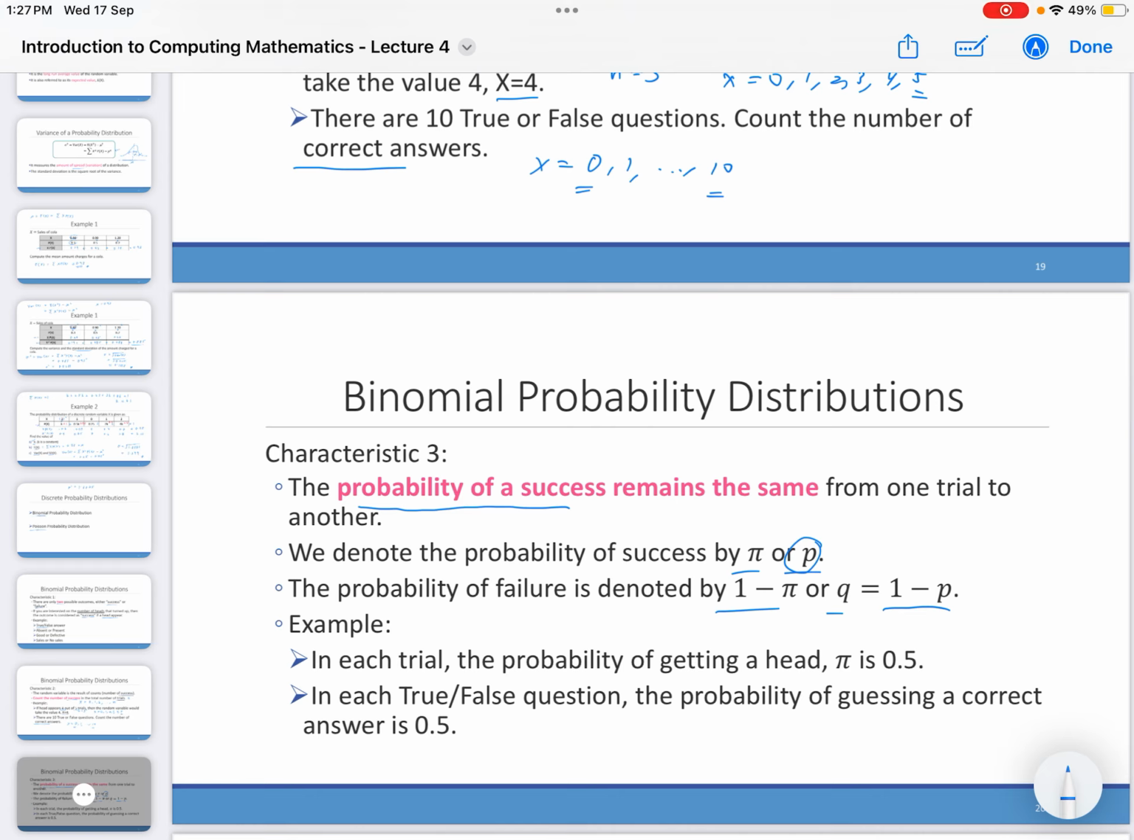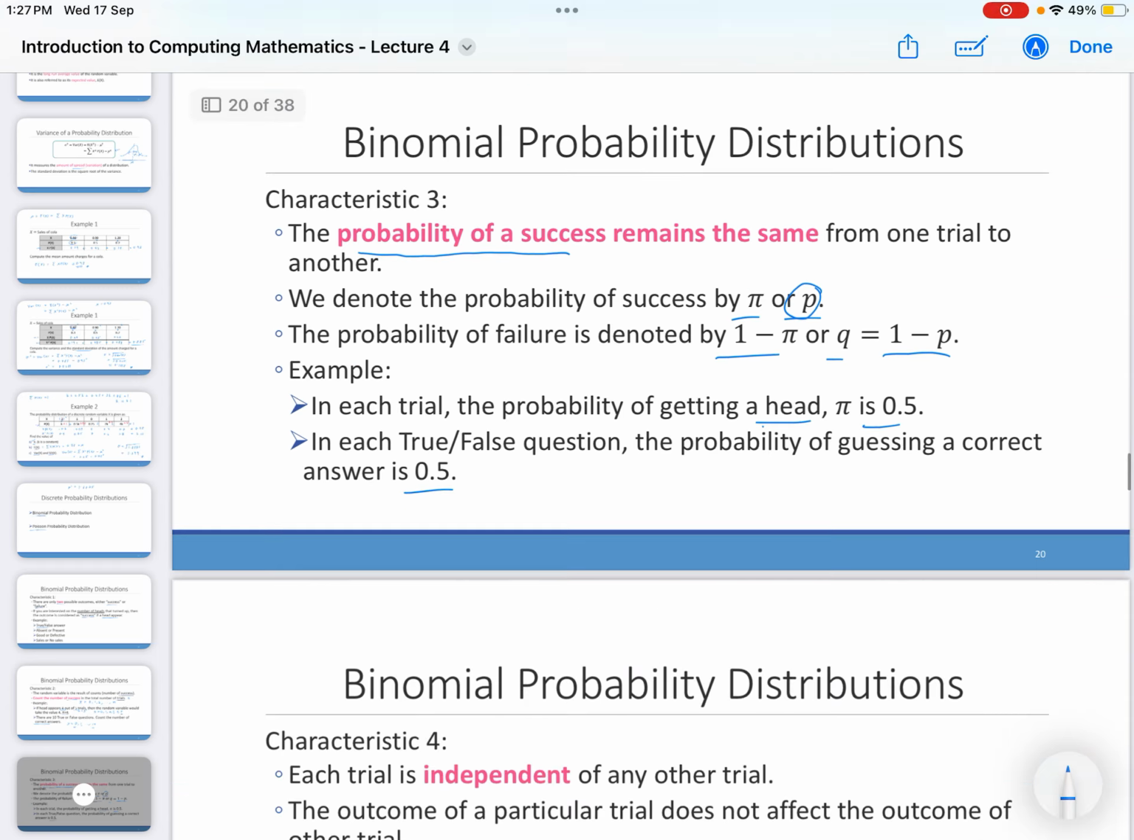So for example, in each trial, the probability of getting a head, pi, is 0.5. Another example is in each true or false question, the probability of guessing a correct answer is 0.5.